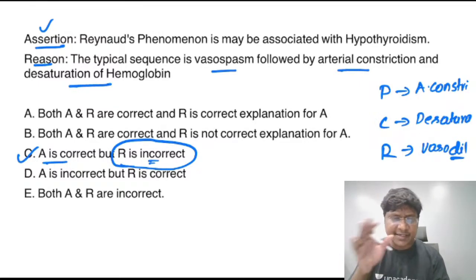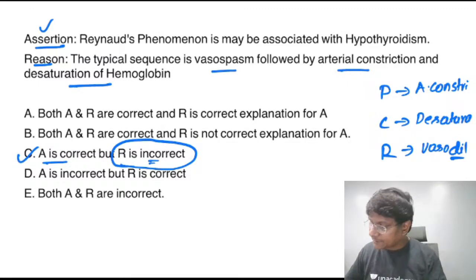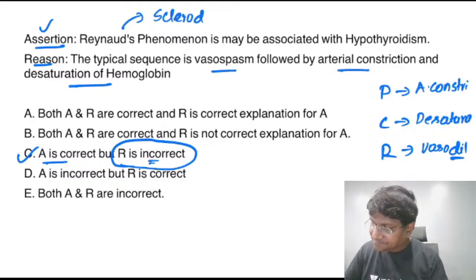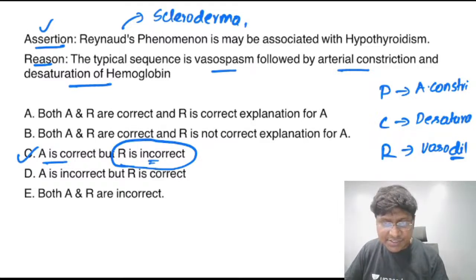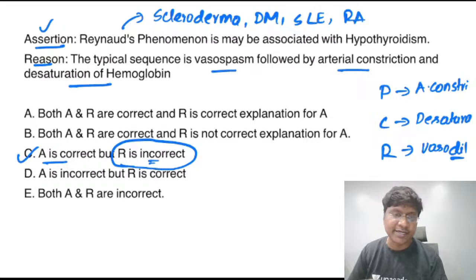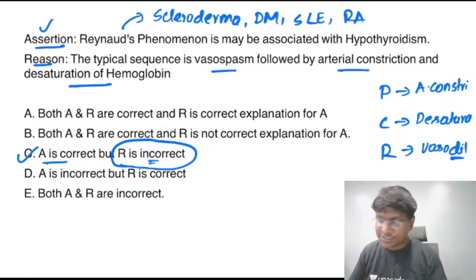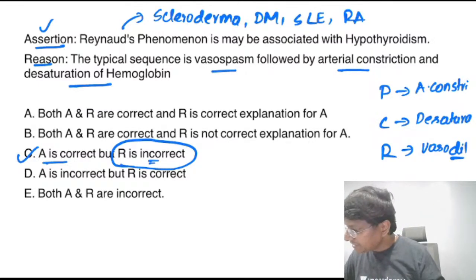And what are the other conditions where you can have the presence of Raynaud's phenomenon? The other conditions where you can have Raynaud's phenomenon are in patients with scleroderma. That is a very, very important condition. And the other conditions are dermatomyositis. You can have that in systemic lupus erythematosus and rheumatoid arthritis as well. Okay, right. So that is about the reason and assertion type of questions which have been asked previously.